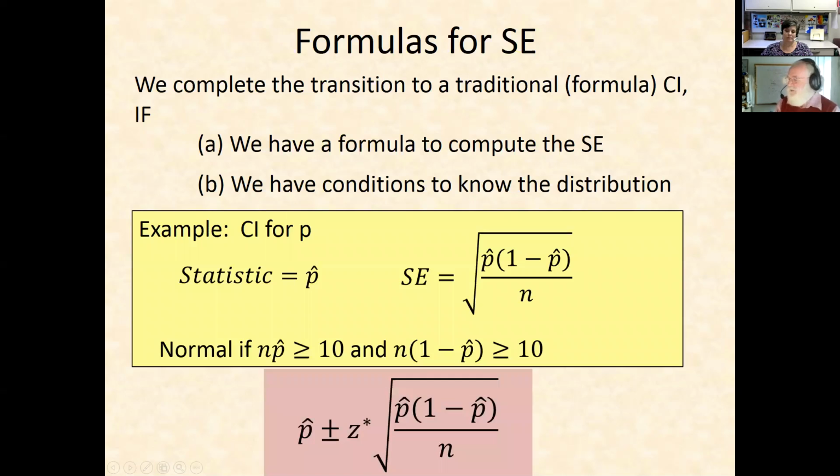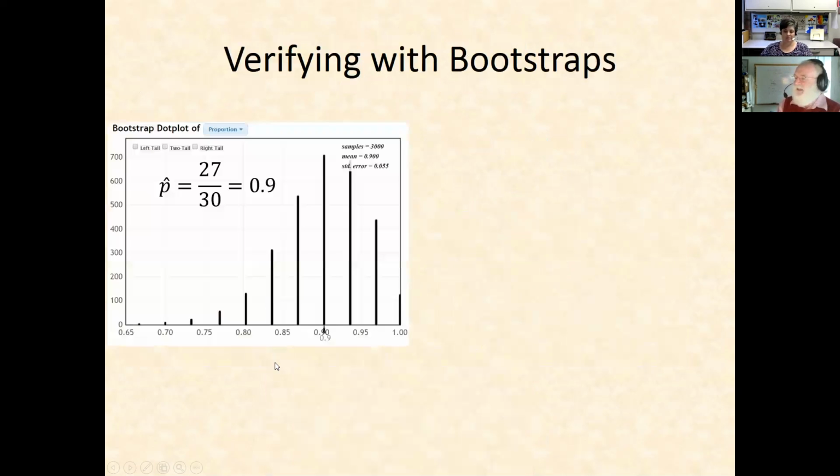So here's our nice and familiar formula for the confidence interval. But we can look here and verify that if, for example, we take a situation where n times p, or n times 1 minus p in this case, is a lot less than 10, we only have three no's and 27 yeses, we can see when we look at the bootstrap distribution that we don't see a normal distribution. Things bump up against the boundary at 1 here, and so we're losing one tail in the distribution.